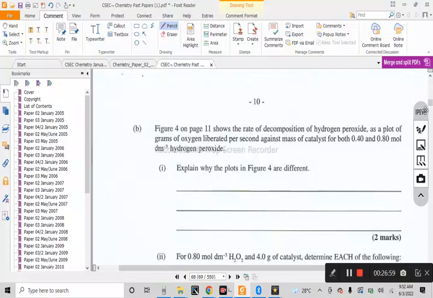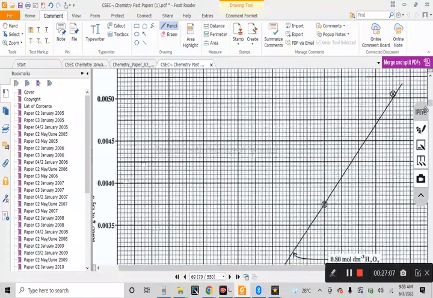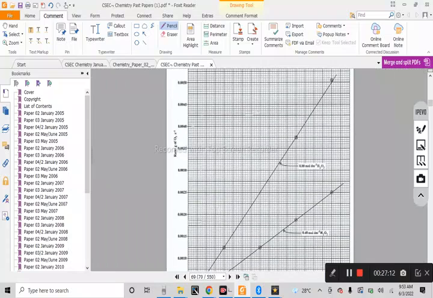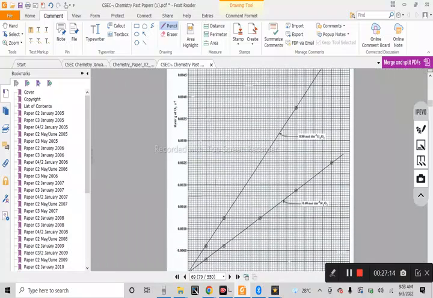You really study how concentration will affect the rate of reaction. So explain why the plots in figure 4 are different. We have one plot at the bottom, with the 0.4 mole dm cube, and then you have a plot that is steeper, and it has 0.8. This is the one with the 0.8 mole dm cube concentration. Why is this one steeper than this one?